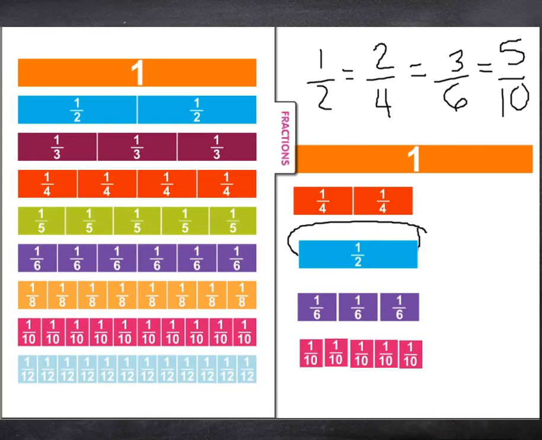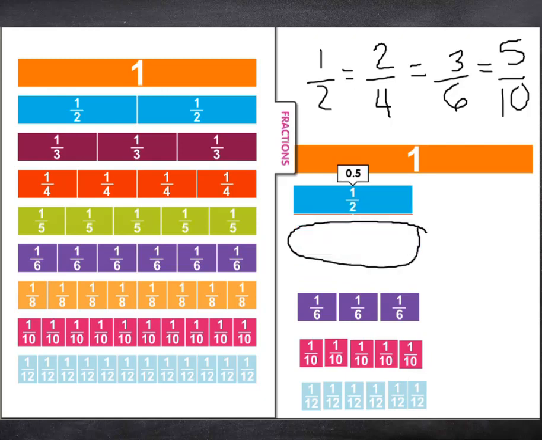If we take the last unit divided into 12 parts, the half part of the equivalent fraction 1/2. What is half of 12? Half of 12 is 6, right? 6. Let's check now. 1/2 is the same as 2/4, the same as 3/6, and the same amount as 5/10.